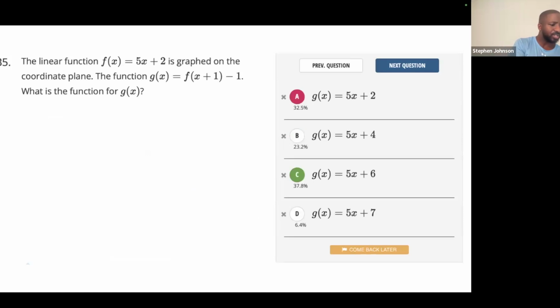So then our next question here says the linear function f of x equals 5x plus 2 is graphed on the coordinate plane. My suggestion, again, is as soon as you see that, you just go ahead and graph this on your graphing calculator. So you'll have 5x plus 2 graphed on your graphing calculator. Then it says the function g of x is equal to f of x plus 1 minus 1.